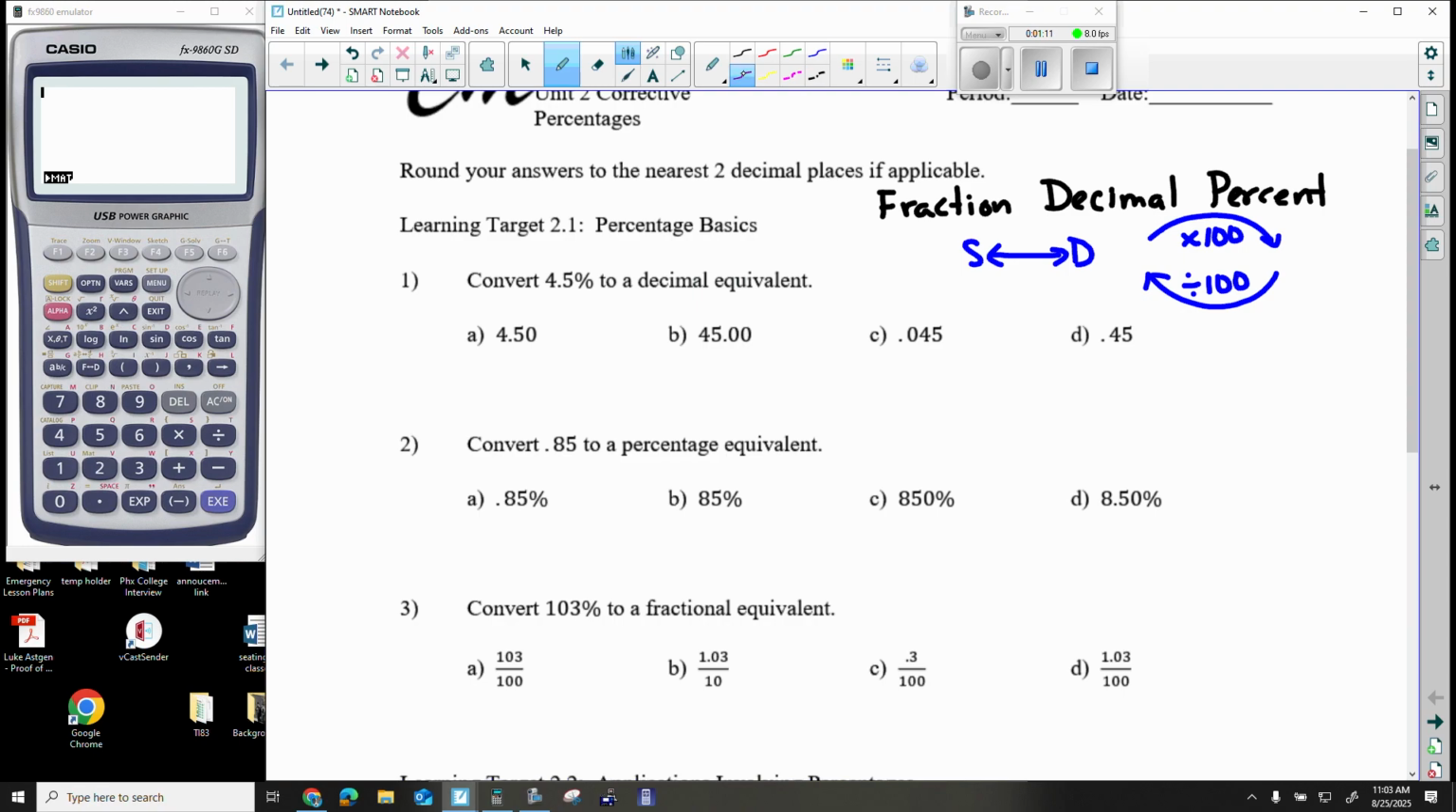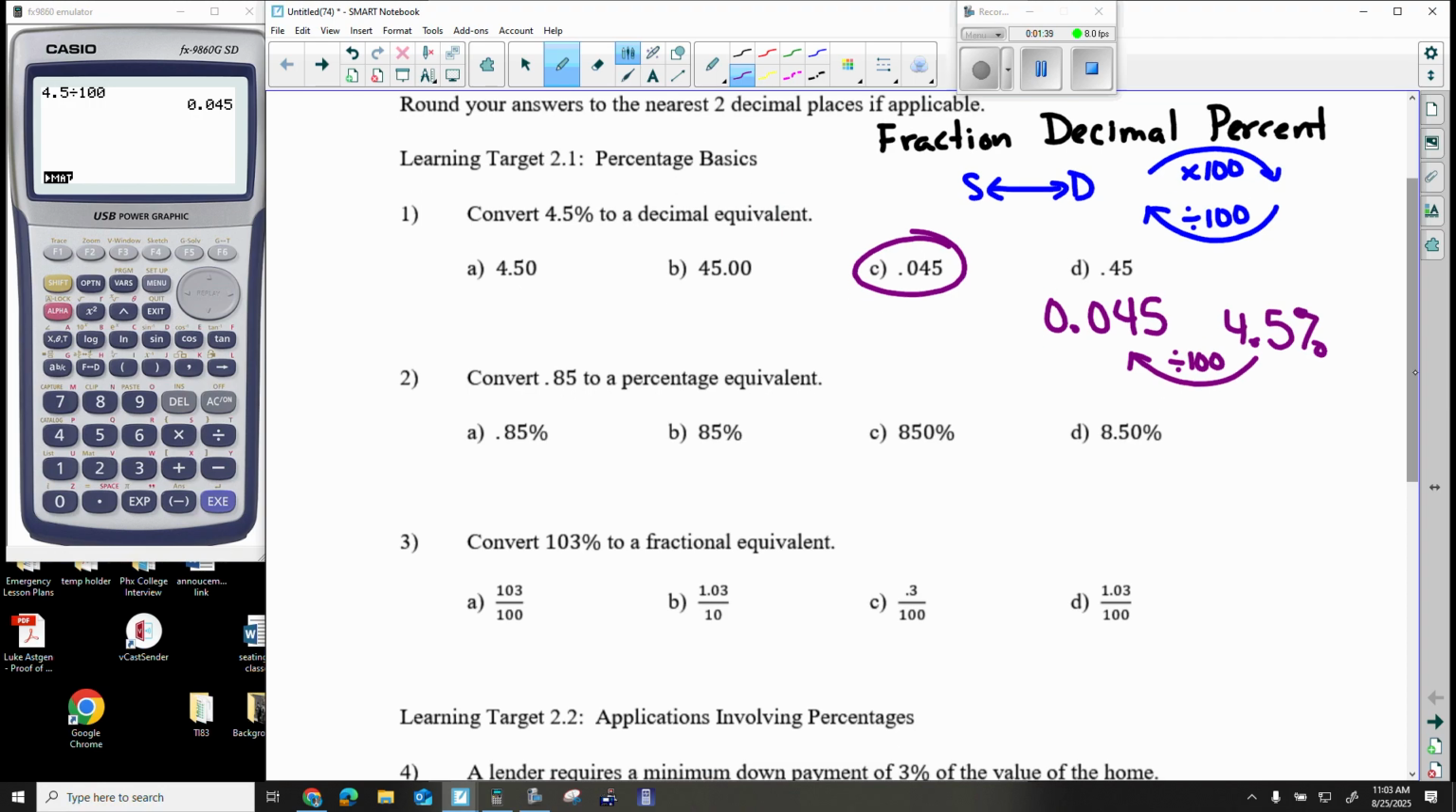So for instance, number 1, they give us 4.5%, and they want to know what is the decimal equivalent. This would be the situation where I would have to divide by 100. So 4.5 divided by 100 gets us 0.045, or aka 0.045 right there.